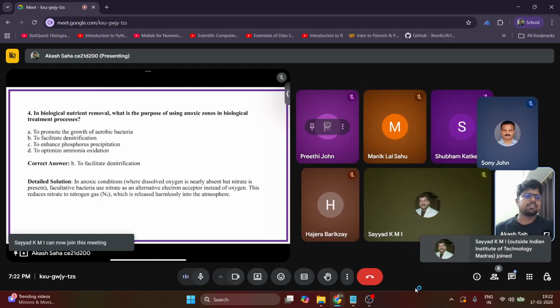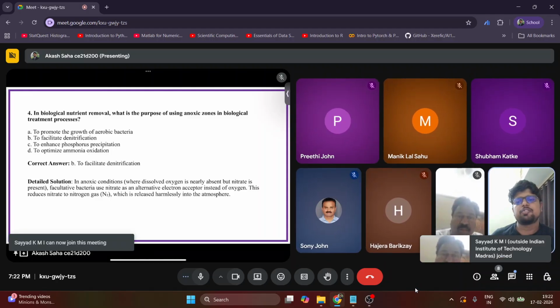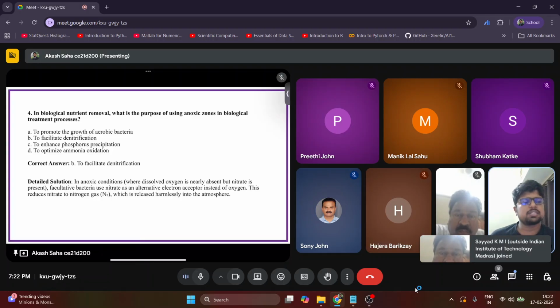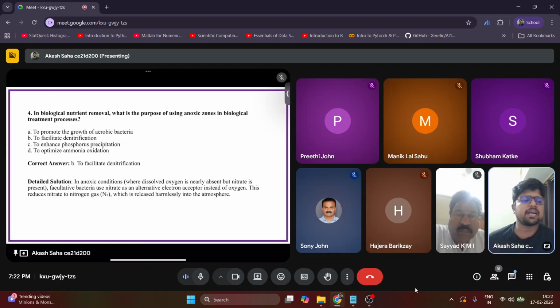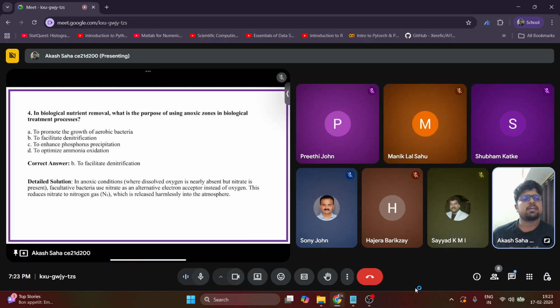Once everything is converted to nitrate, we transfer it to the anoxic zone. There we have the denitrifiers, which use the nitrate as the electron acceptor rather than oxygen. Once we use the nitrate as the electron acceptor, this nitrate will be reduced to nitrogen gas and removed from the system into the atmosphere. So it's a harmless way.